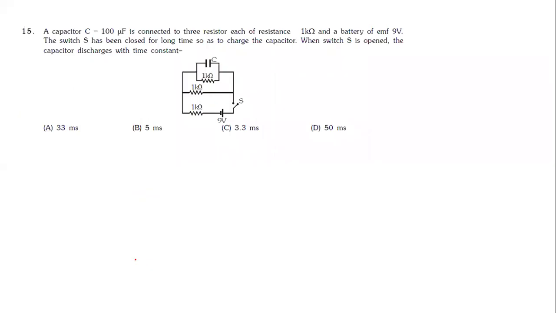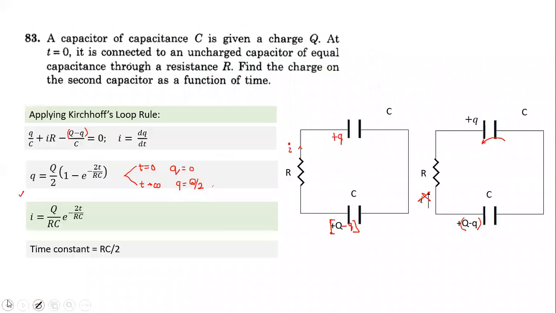Okay, let's look at some more questions. So in terms of theory, all complete. I think we're done. And okay, let me do one more thing here. Suppose I frame another question now. What is the question? There is a capacitor.